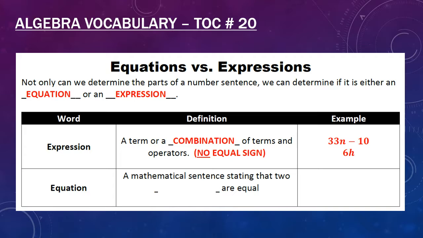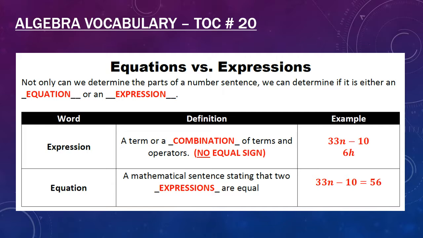I want you to write that down and highlight it. Make sure you star that. An expression has no equal sign. Let me say that again. An expression has no equal sign. So if the expression has no equal sign, the equation is a mathematical sentence stating that two expressions are equal, so it has to have an equal sign.